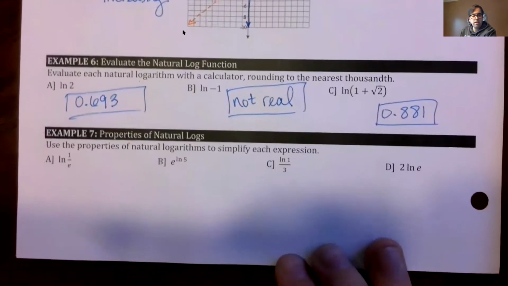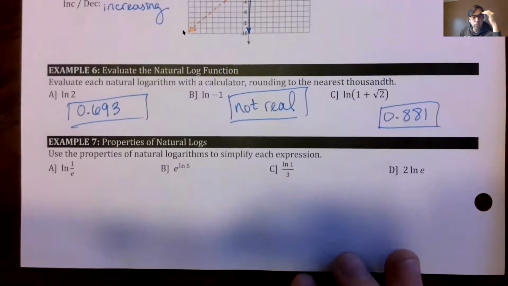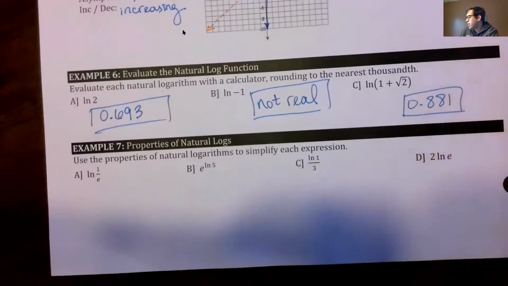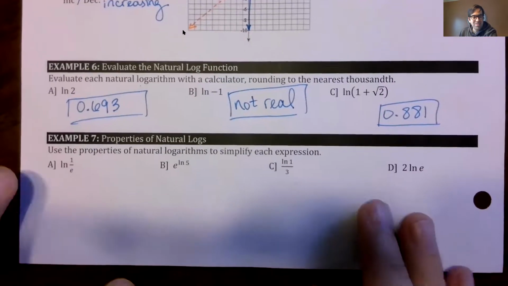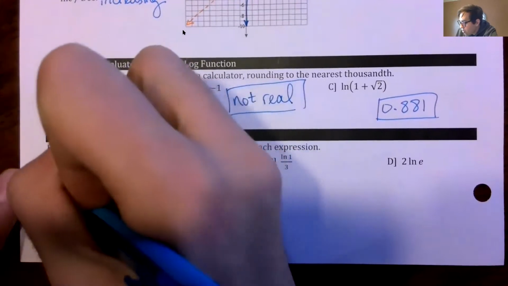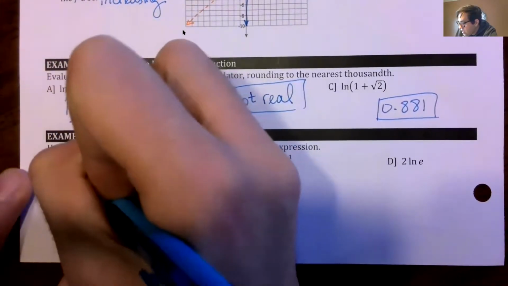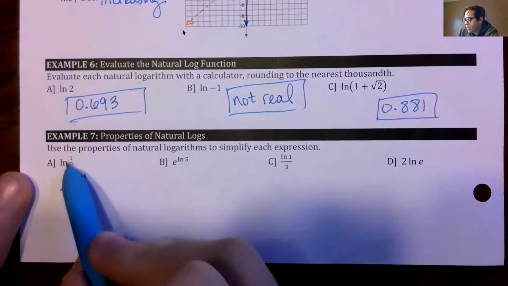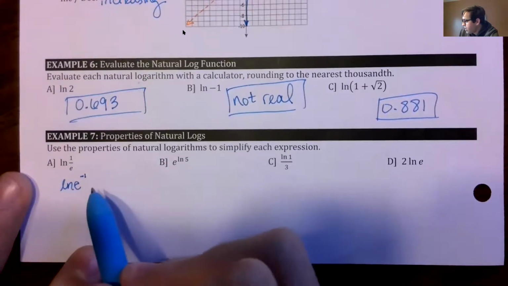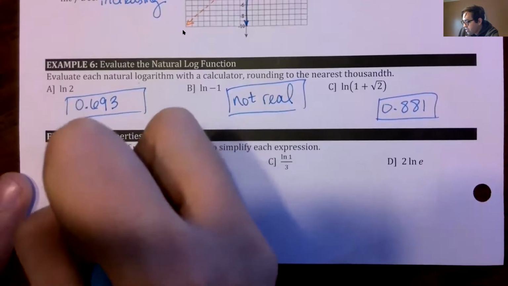Example 7, last one here. Use the properties of natural logarithms to simplify each expression. Properties of natural logs are very similar to the properties of logs that we looked at earlier in example 4. But let's do some of these. So the natural log of 1 over e. I'm going to change 1 over e to e to the -1, right? Because if I flip the fraction, I make it a negative exponent. And natural log and e are opposites, so those can cancel out and just leave us with -1.